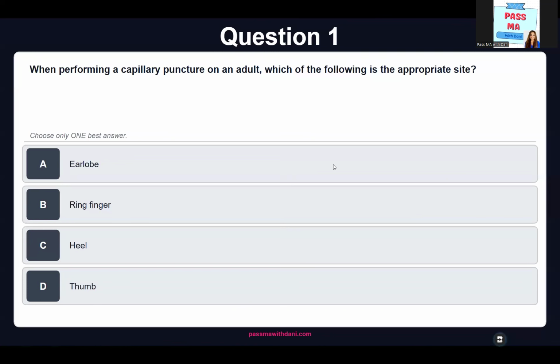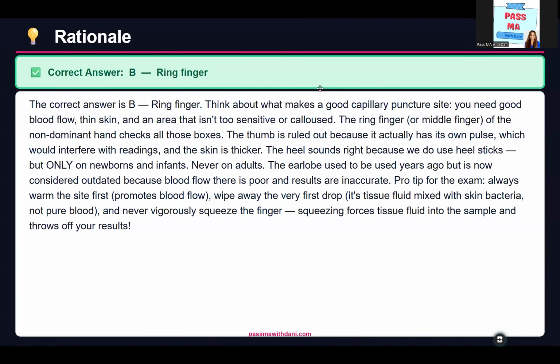Question number one. When performing a capillary puncture on an adult, which of the following is the appropriate site? Is it going to be A, the earlobe, B, the ring finger, C, the heel, or D, the thumb? All right, here we go. If you said B, the ring finger, then you are correct.